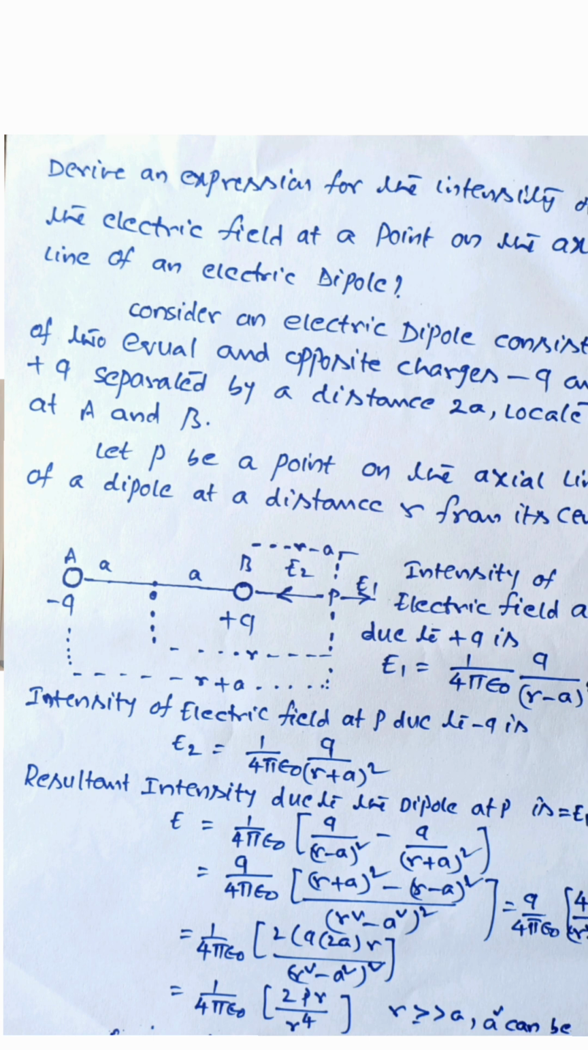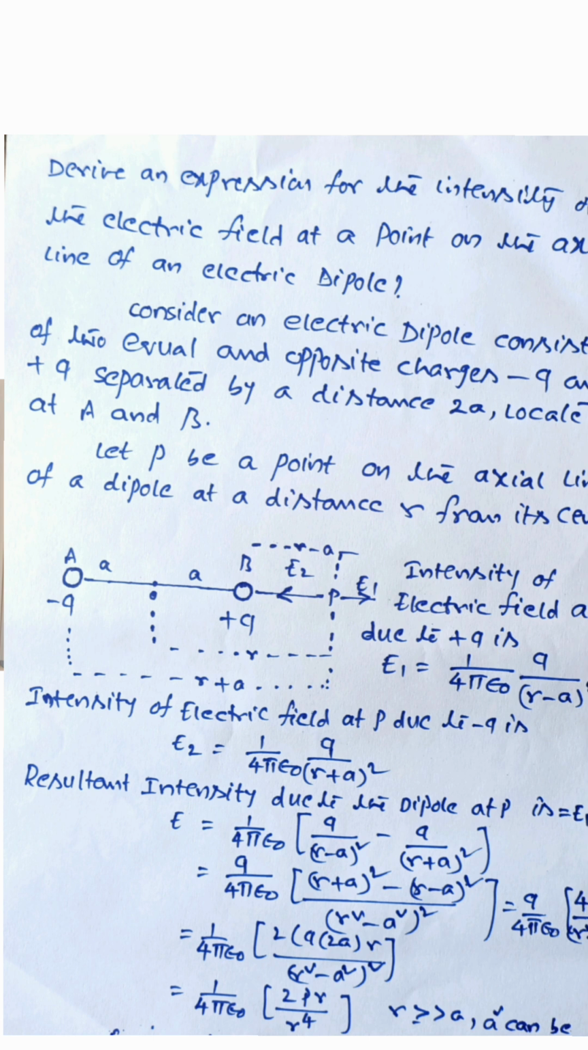Now we have to write the intensity of electric field at P due to plus Q: E1 is equal to 1 by 4 pi epsilon naught into Q by r minus a whole square. Also the intensity of electric field at P due to minus Q is E2, equal to 1 by 4 pi epsilon naught into Q by r plus a whole square. Now the resultant intensity of electric field due to the dipole at P is E is equal to E1 minus E2.